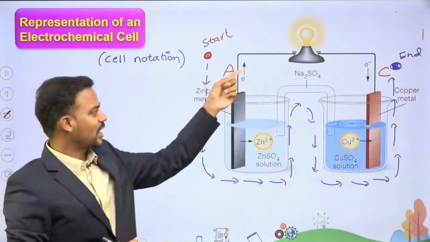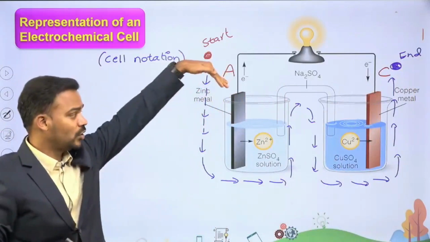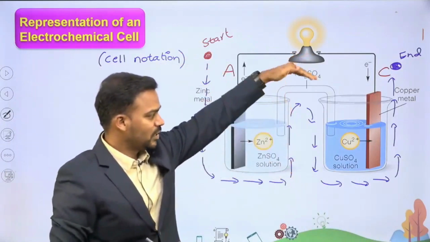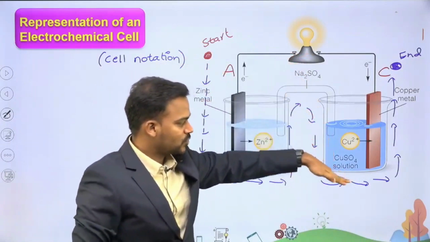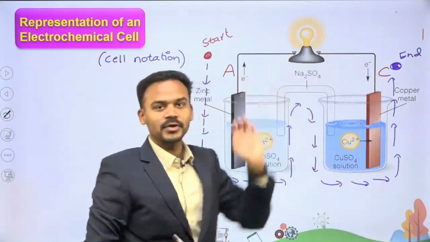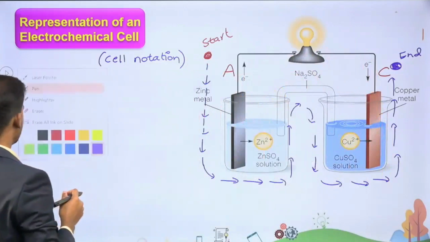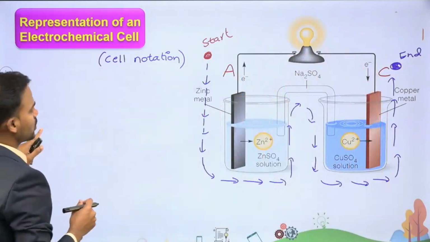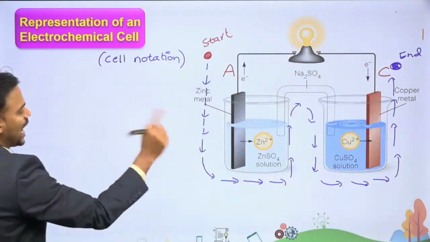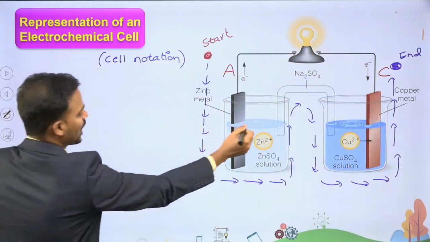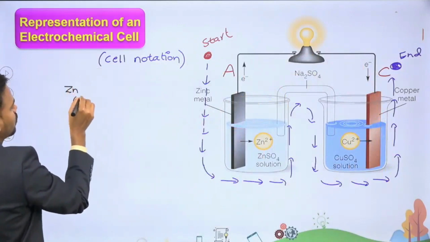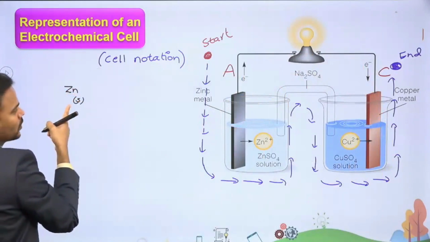So we have to start with the anode compartment, with the electrode, then its solution, then the salt bridge that we are using, then the solution of the cathode, then the cathode electrode, the end. Okay, so let's write that down. First we start with the anode part. At the anode we have zinc, so first we write zinc. This is the electrode, the anode electrode.